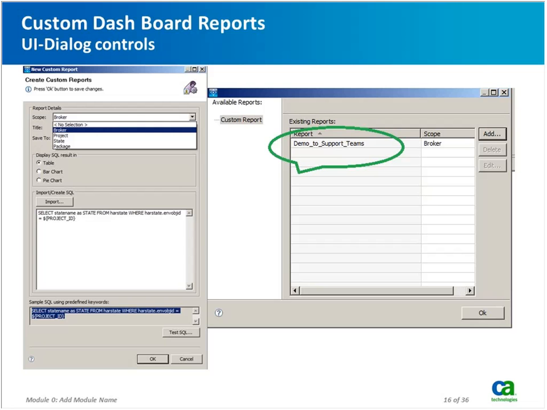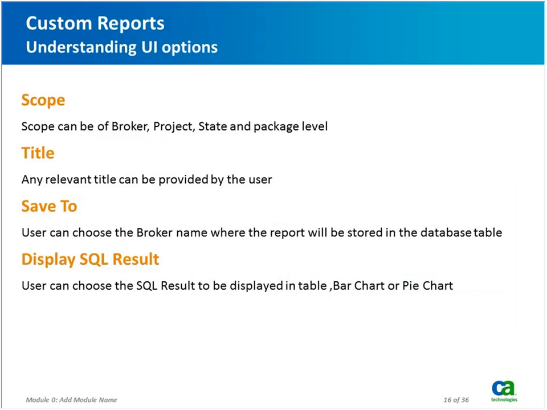So here's some of the existing reports that are there today. Go to the next page. So scope, we'll talk a little more detail about what they're asking for here in the GUI in the previous slide. So it can be of a broker, a project, a state, and a package level, okay? Title it relevant to what the report is, certainly. If you have more than one broker, you can choose what broker you want to save that to, and you can actually display the SQL results, okay, in a pie chart, table. You know, that's your report, right?